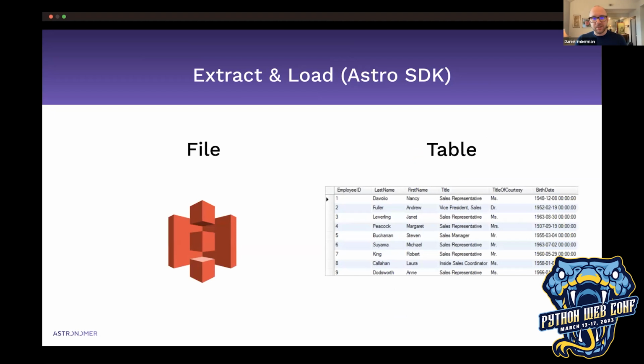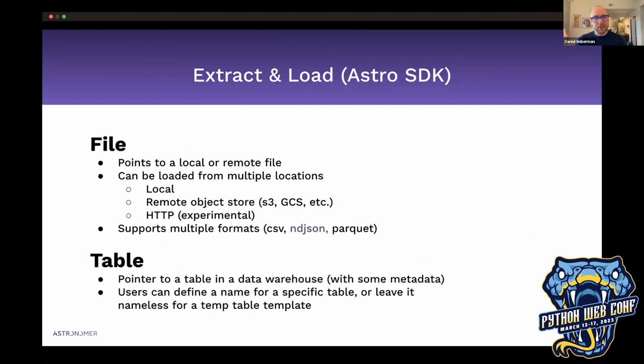So in the Astro SDK, there's two main data types you have to know about, and that's basically just files and tables. Files can point to a local or remote file. They can be loaded from either local or an object store, or we even have support for loading directly from HTTP. And we support multiple formats, which we'll go over later, but notably CSV, ND-JSON, and Parquet.